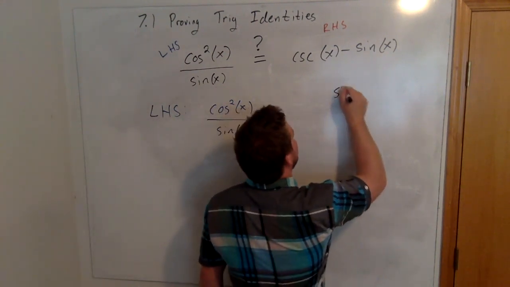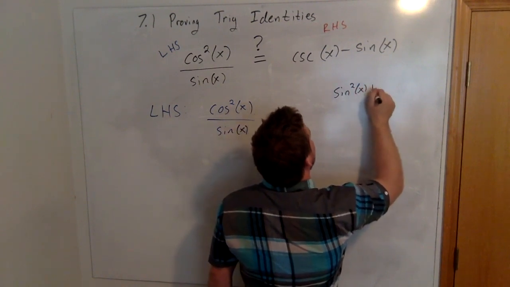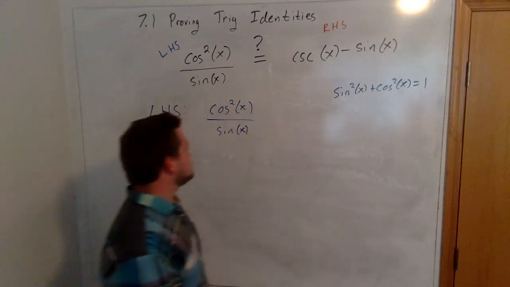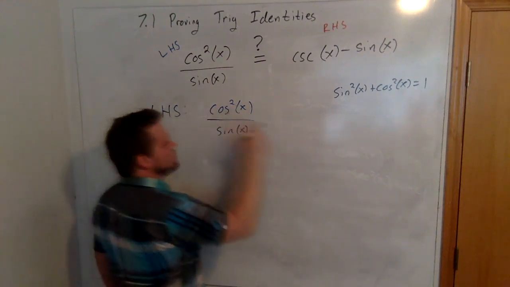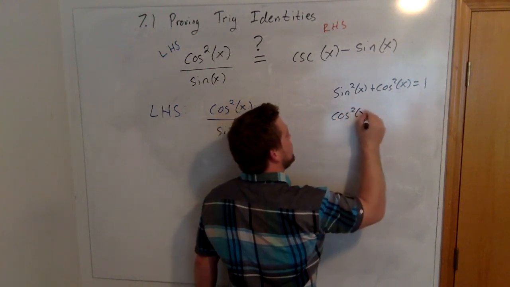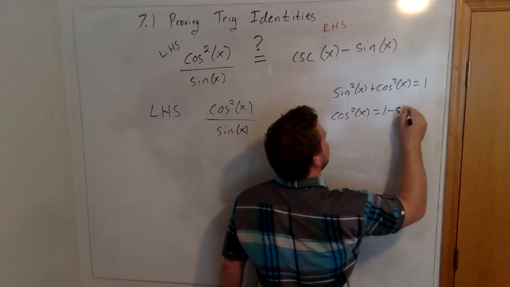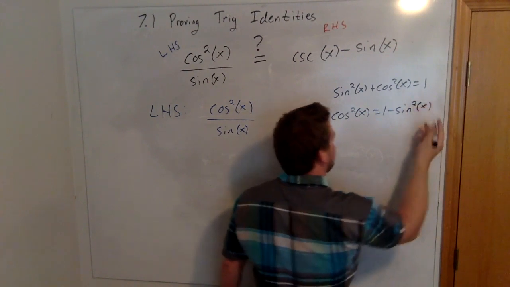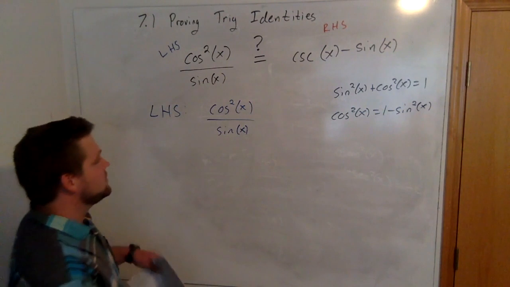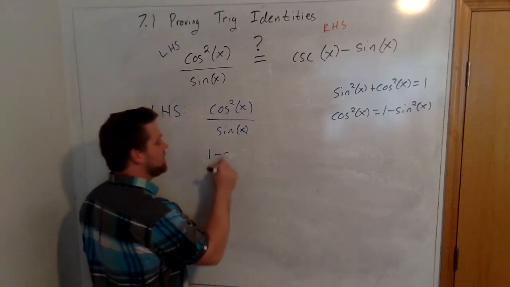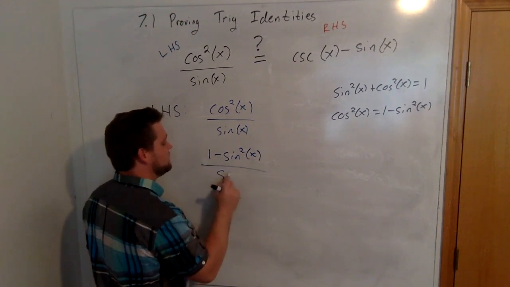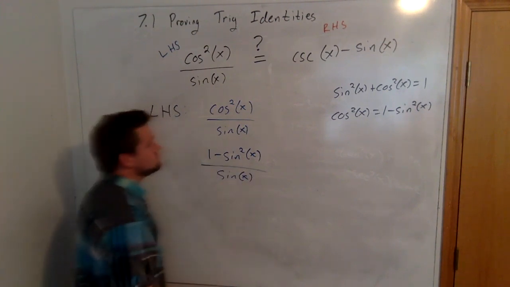We're going to want to remember that sine squared of x plus cosine squared of x is equal to 1. So for this cosine squared, if I subtract sine squared from both sides, cosine squared of x is equivalent to 1 minus sine squared of x. So this might be a nice substitution to make. Let's see what happens. Now we have 1 minus sine squared of x all over sine of x, making that substitution.